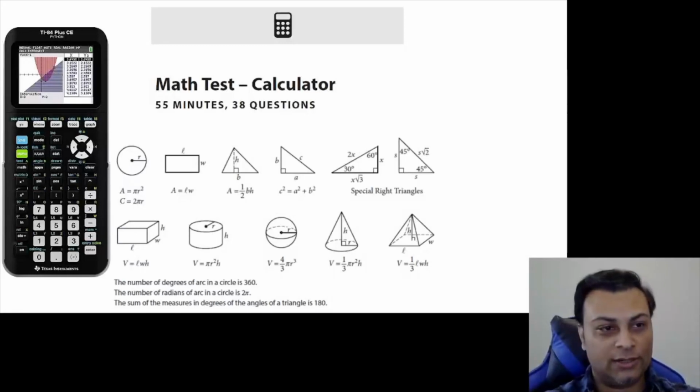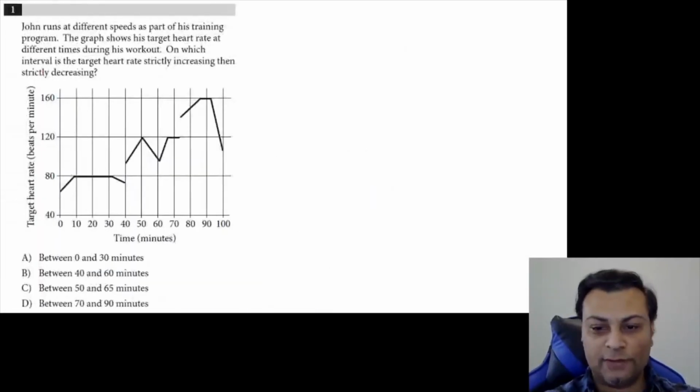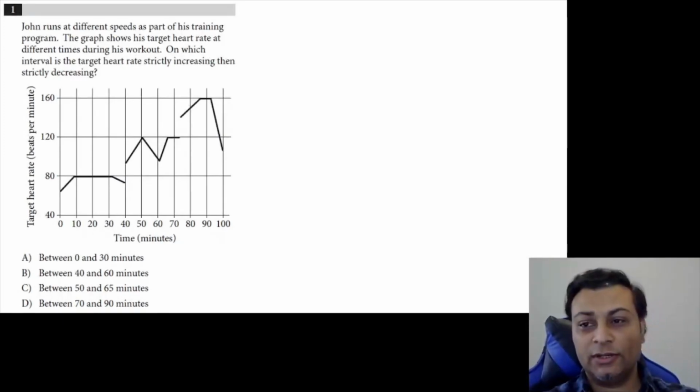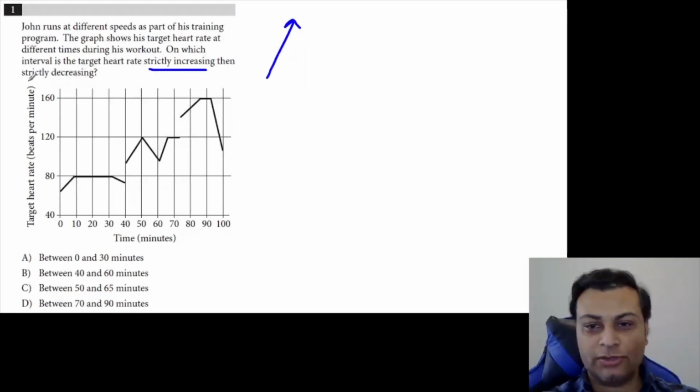Okay, let's go to question 1. It says John runs at different speeds as part of his training program. The graph shows his target heart rate at different times during his workout. On which interval is the target heart rate strictly increasing, then strictly decreasing? Strictly increasing means going up, and strictly decreasing means going down. So there's no part where it's horizontal.